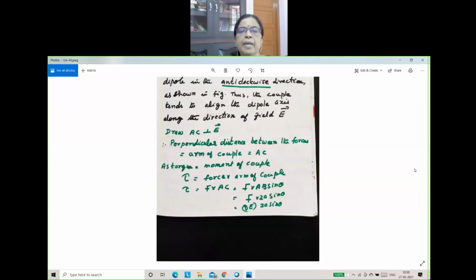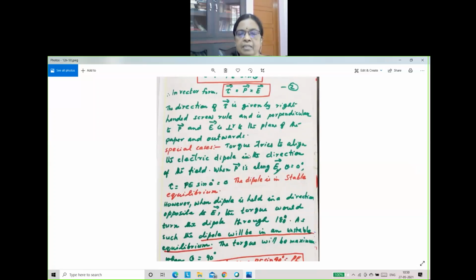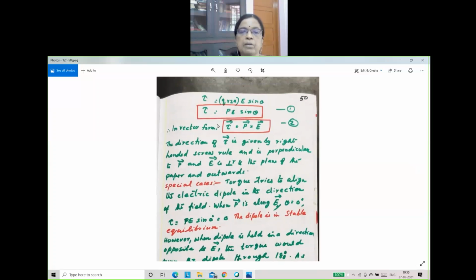What is P, children? Dipole moment. So PE sin theta can be written as P cross E because both are vectors. So in vector form, how will you write? Vector tau is equal to vector P cross E.